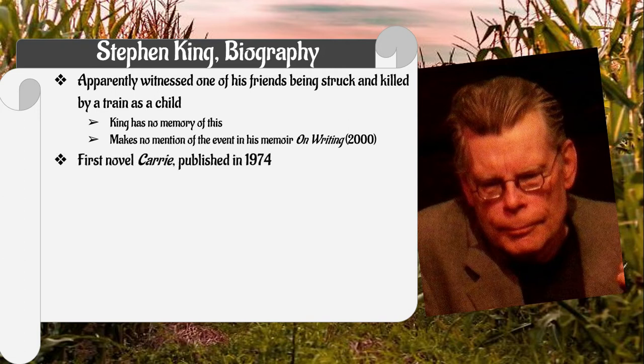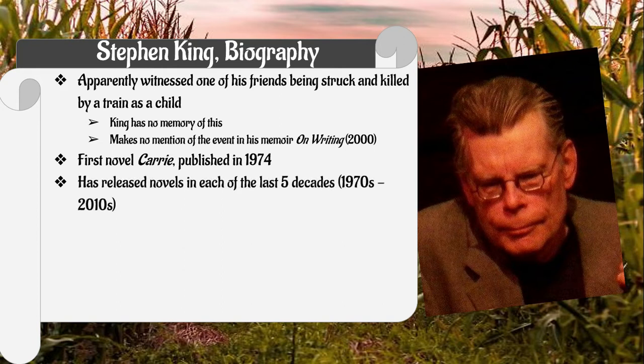His first novel, Carrie, was published in 1974. And since 1974, he has published a novel in each of the last 6 decades. The 70s, the 80s, the 90s, the 2000s, the 2010s, and the 2020s. Okay? In 2 years' time, in 2024, he will have been writing for 60 years. And like I said, he writes every day. He doesn't stop.